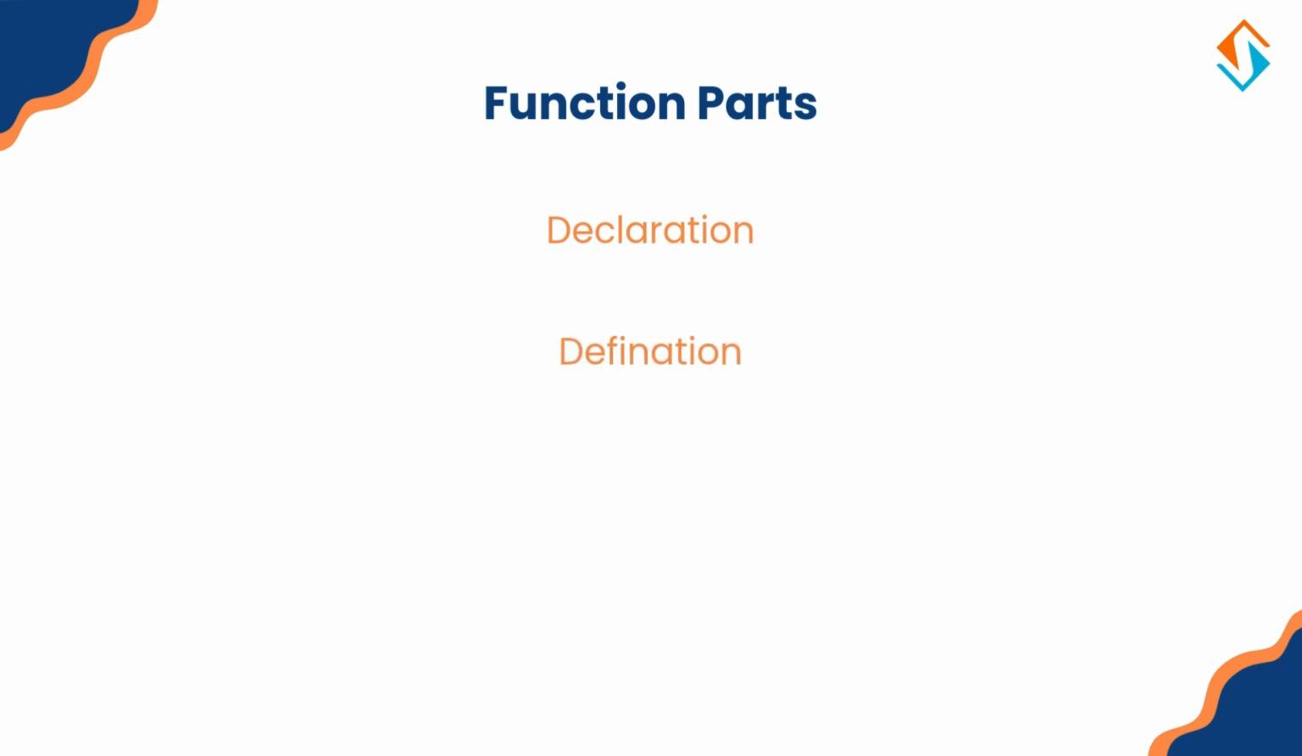Functions in C++ have three main parts. The first one is declaration. This tells the compiler about the function. The second one is definition. This contains the actual code for the function. And the last one is calling. This executes the function. Here's an example.